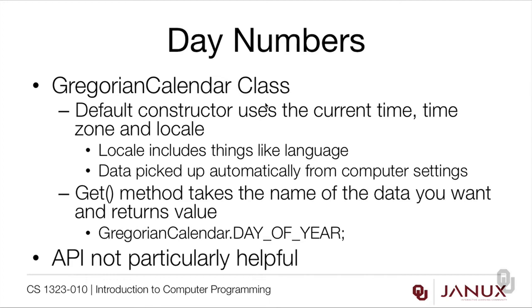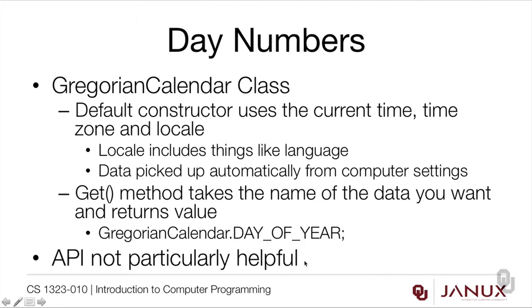There's a class in Java called Gregorian Calendar. The default constructor uses the current time zone and the locale. Now, locale includes things like the language. And the data for these are picked up automatically from the computer settings. So if you've never bothered to set your computer's time, you're going to get some funky data from this class. The get method in this class takes the name of the data you want and returns the day. So in this case, we're going to want to get Gregorian calendar dot day of year.